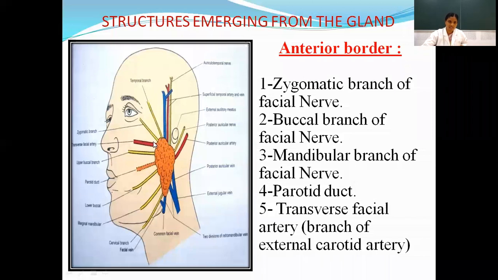Then these structures are important. You see along the anterior border of the parotid gland how these structures are emerging. First, this is the zygomatic branch. Then this is the transverse facial artery. The transverse facial artery is a branch of the superficial temporal artery. Then below that we can see the upper buccal branch, then the parotid duct. This is the lower buccal branch, then the marginal mandibular nerve. So these are the structures emerging from the anterior border of the parotid gland.